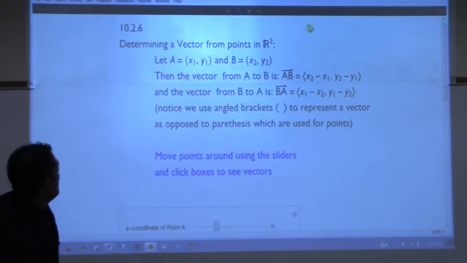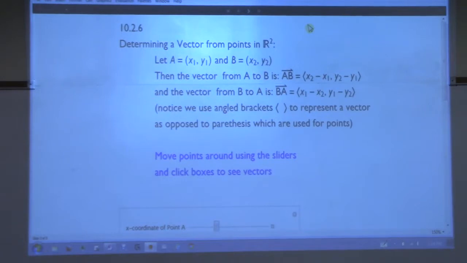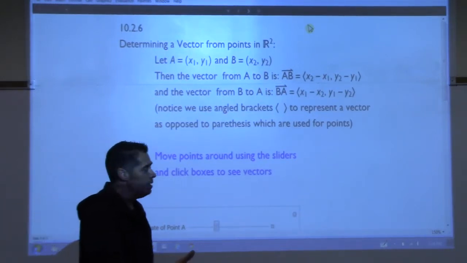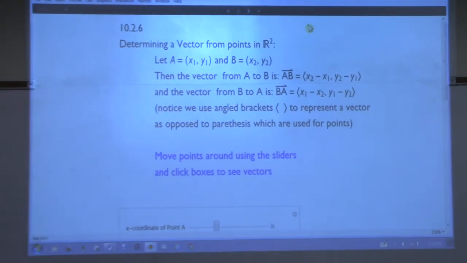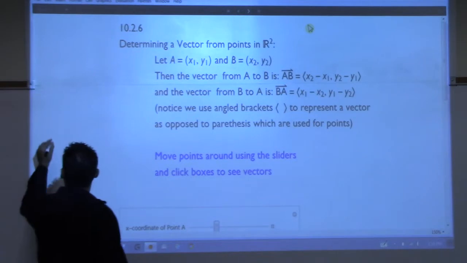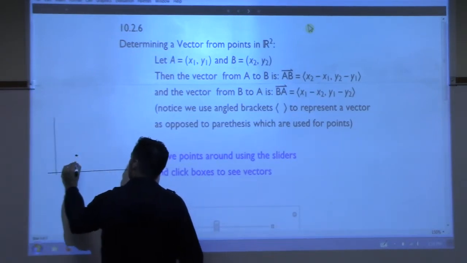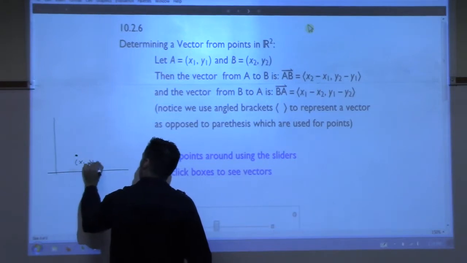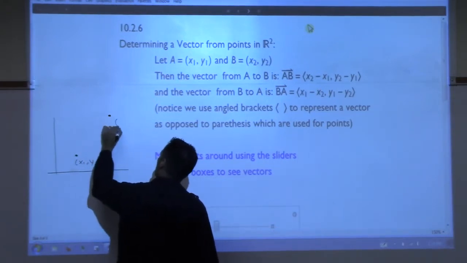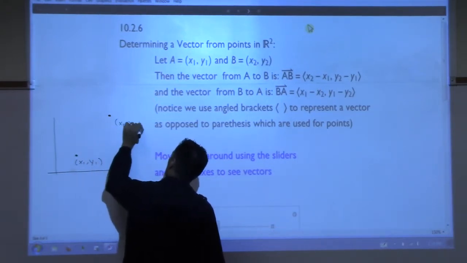All right, now, how do you determine a vector? If somebody does give you 2 points, can we generate a vector from it? And that's what this note is about, determining a vector from points in R2. So let's say that somebody gives you 2 points in R2. They give you the point x1, y1, and the point x2, y2.